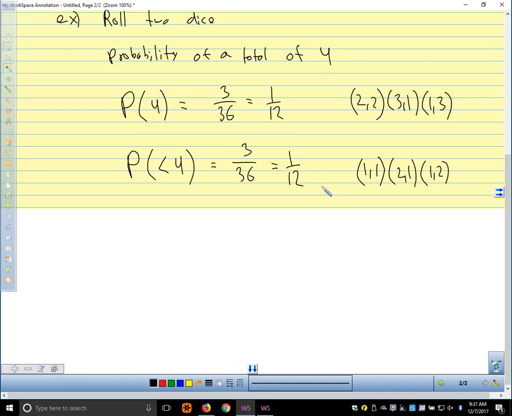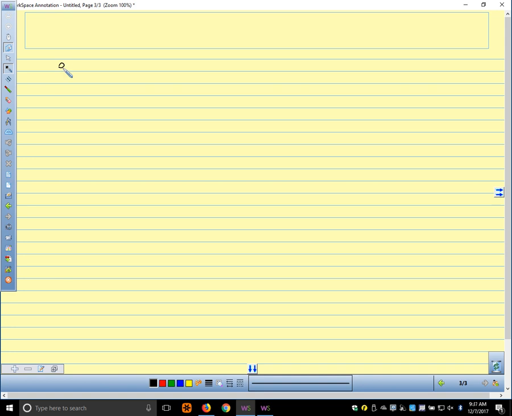So we get a 1 in 12 chance of rolling less than 4 also. All right, let's make it a little more interesting. So now we're going to go back to our committee idea, and we're going to tie in what we talked about with permutations and combinations. We want a committee of 3 from 4 boys and 5 girls.